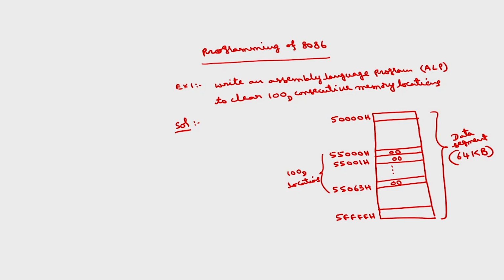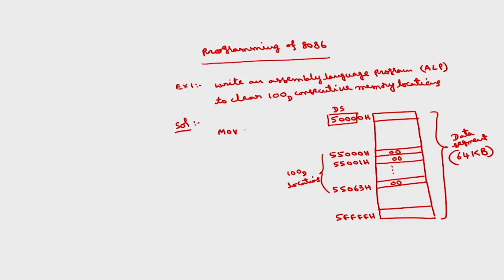This is the data segment. The data segment register always holds the upper 16 bits of the starting address, so these are the data segment register contents. The data segment cannot be loaded with an address directly, but you can take this address into any other register. So normally I will take this 5000H into the AX register, then move the contents of AX to DS, so that DS will be loaded with 5000. We cannot take this data or address directly into the segment register.